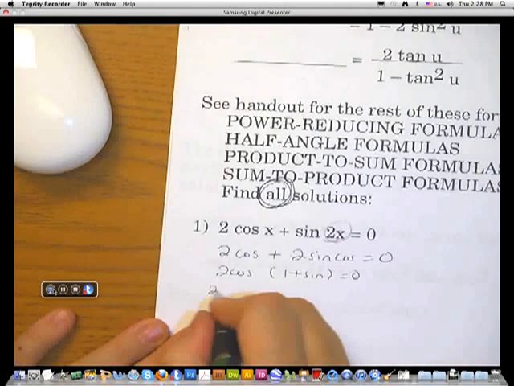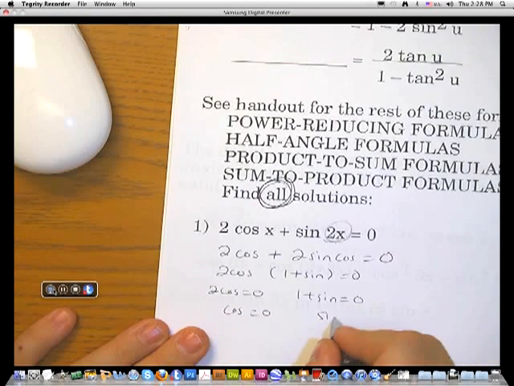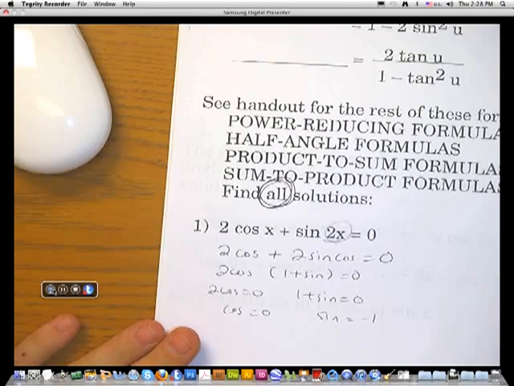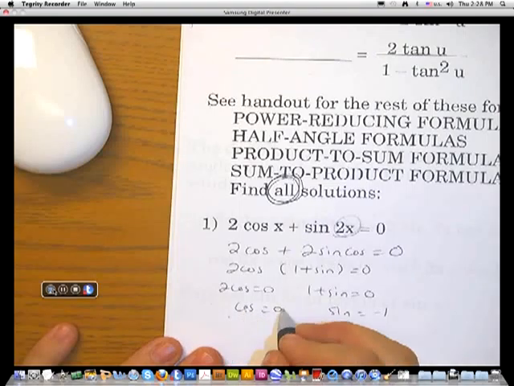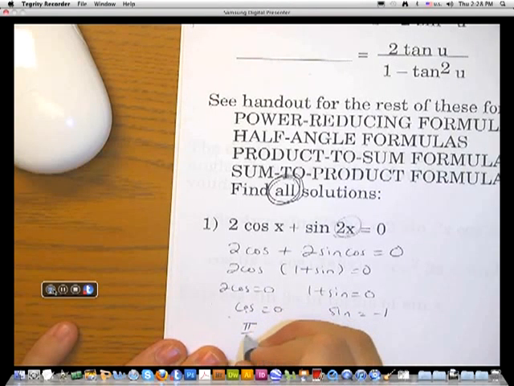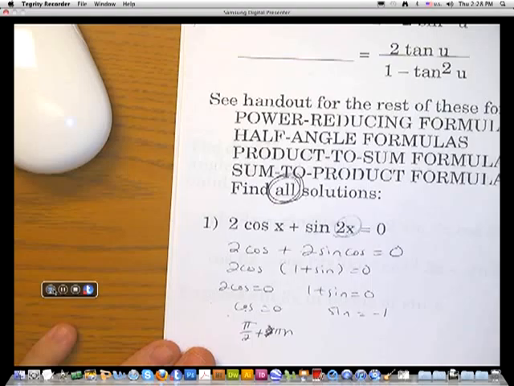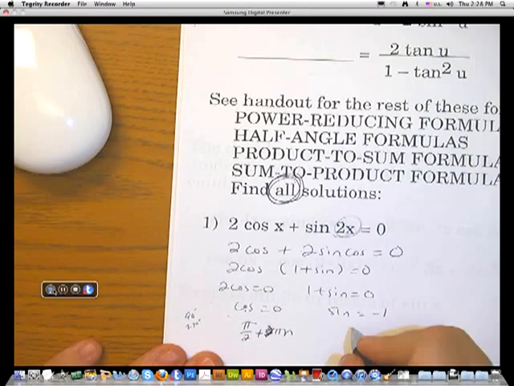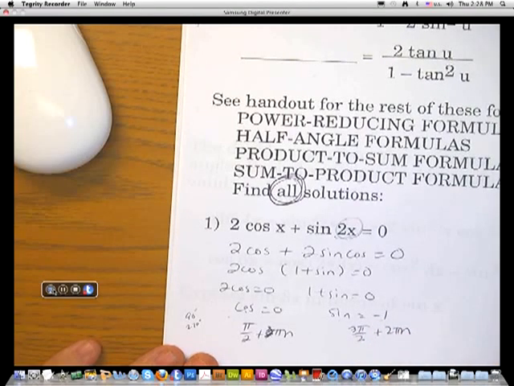And just like we've done before, we set each piece equal to 0. So cosine is 0 and sine is -1. Now, when I'm trying to find all of them, I have no restrictions. When is my x value 0? Well, it's at all 90 degrees. Oops, pi n, not 2 pi m, because it's at 90 degrees, it's at 270 degrees, okay? When is sine -1? Well, it's at 3 pi over 2, but the only way I get to -1 again is if I add 2 pi n.